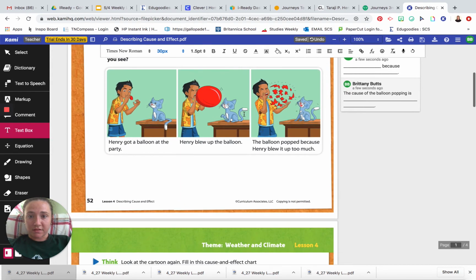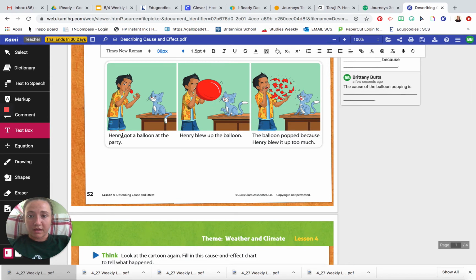Let's go back to our cartoon strip. Henry got a balloon at the party. Henry blew up the balloon. The balloon popped because Henry blew it up too much. Highlight the place that tells you the cause of the balloon popping. Pause this video if you need to while you look.